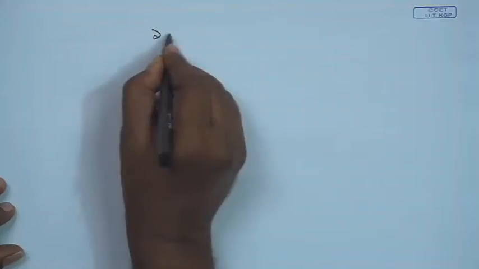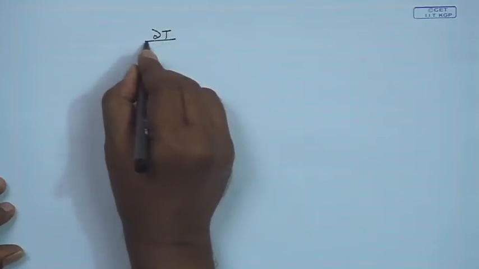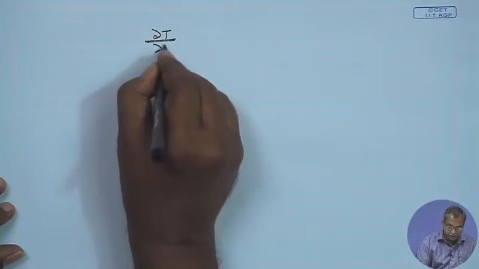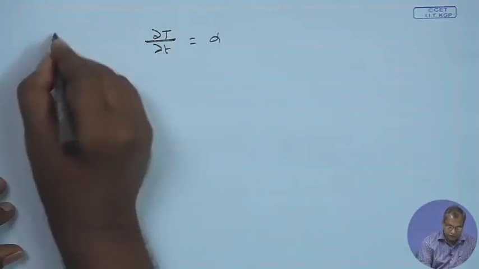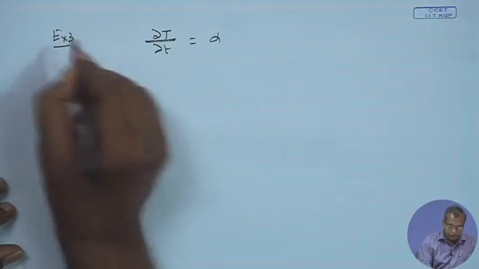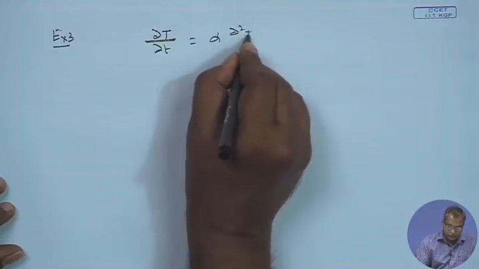The problem that I will be talking about will again be a practical problem, where we will be having a Robin mixed boundary condition. It's a one dimensional transient heat conduction problem. This will be another example, Example 3. Let us say del T del t is equal to alpha del square T del x square.